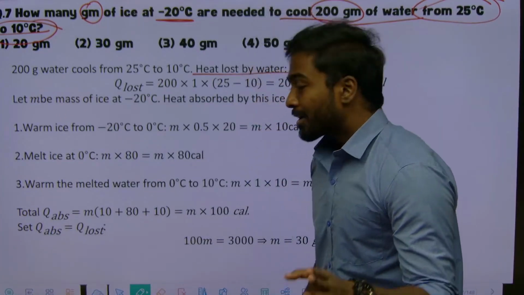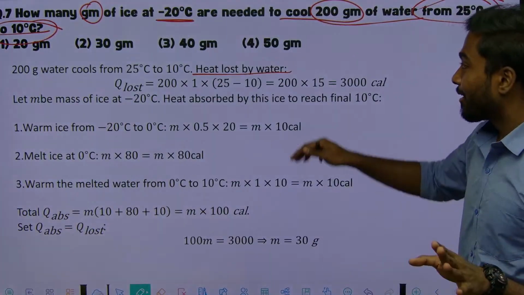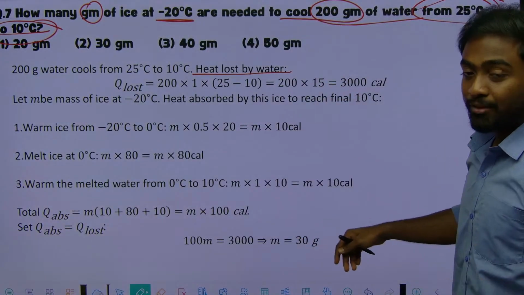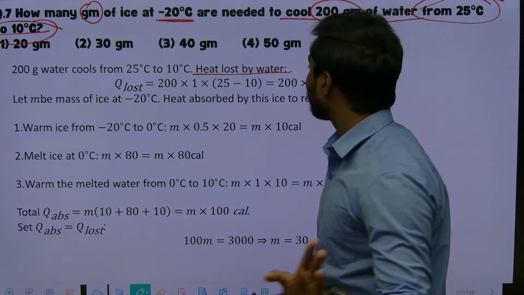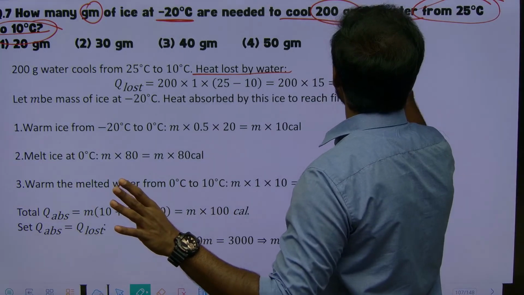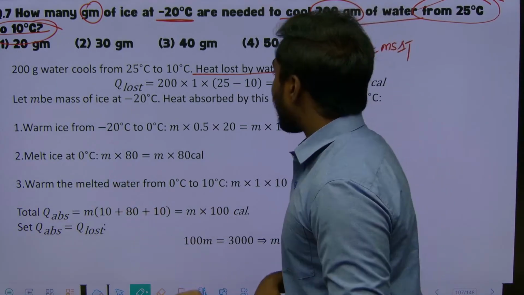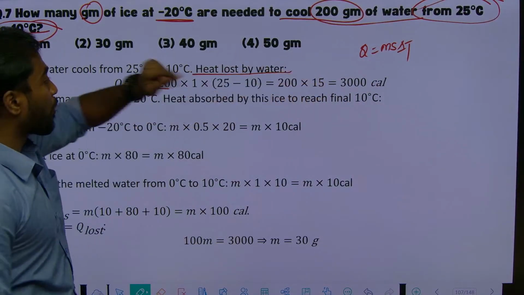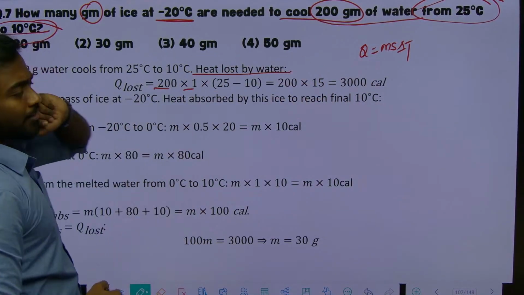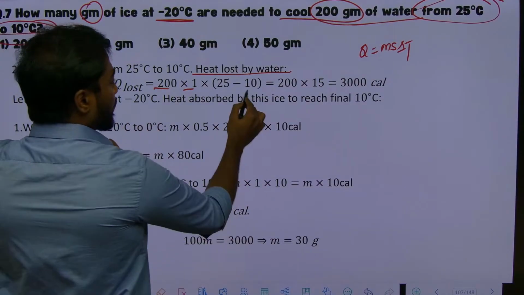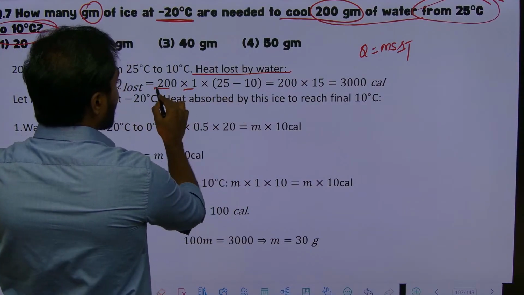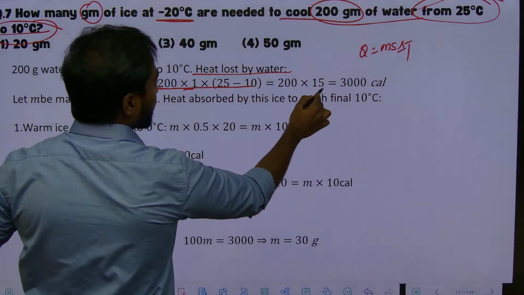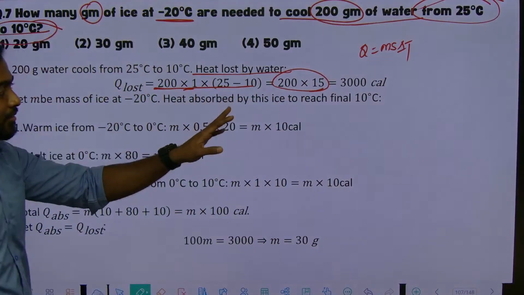So what should we do now? We should consider that it is the same state, and we need to apply the formula Q is equal to m s delta T. What is the mass? That is 200 gram. And what is the specific heat of water? It is 1. And how much has it changed? It is 15 degrees. So 200 into 1 into 15. The answer we will get is 3000 calories.